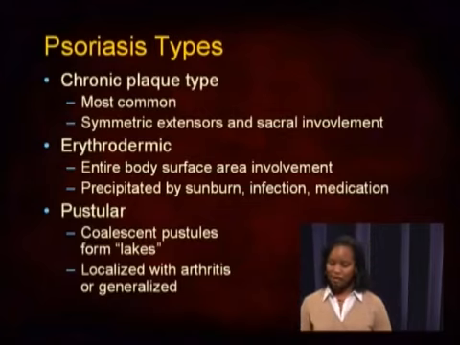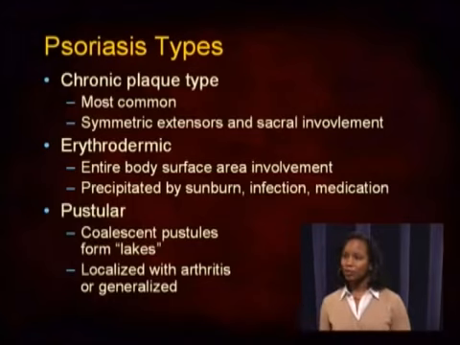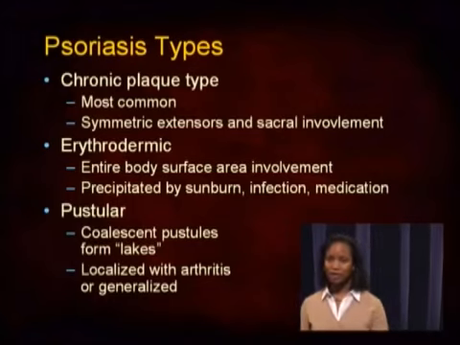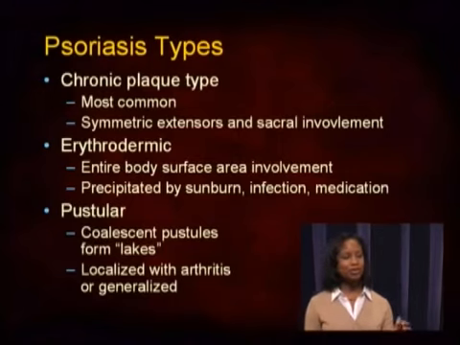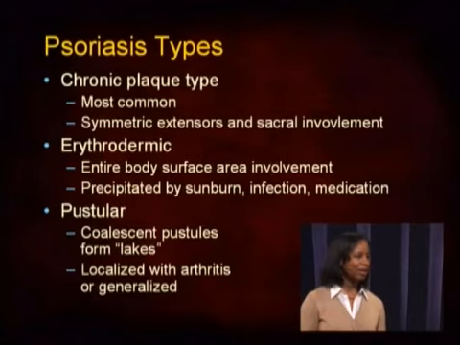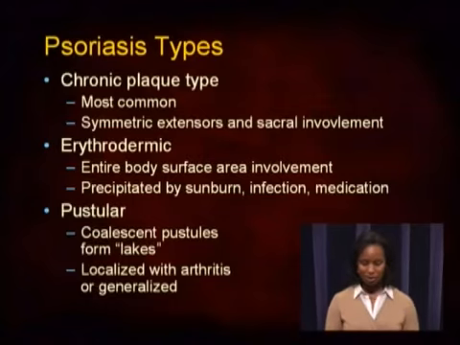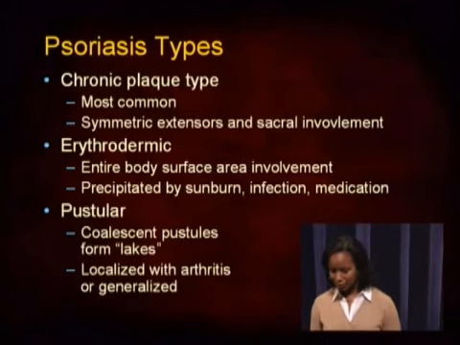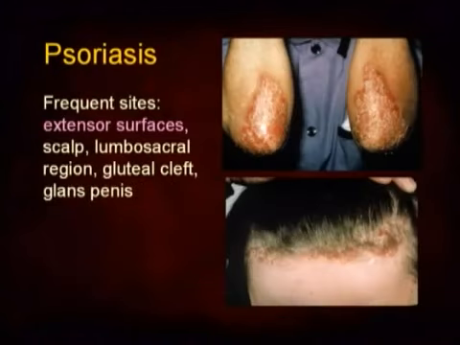Pustular psoriasis is more often associated with acute infections, particularly strep infection, and patients can develop large pustules on the skin that coalesce, and sometimes it's described as looking like lakes of pus on the patient's skin, and this is often associated with arthritis.